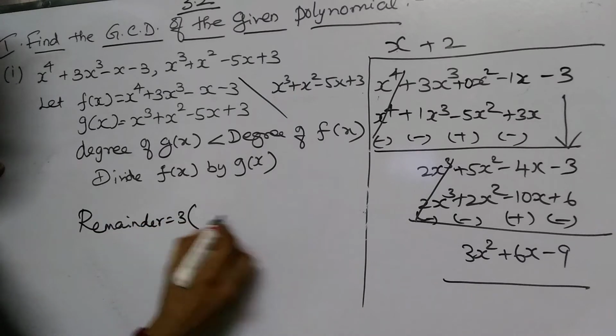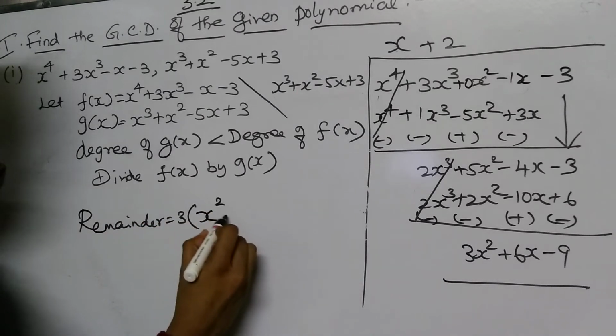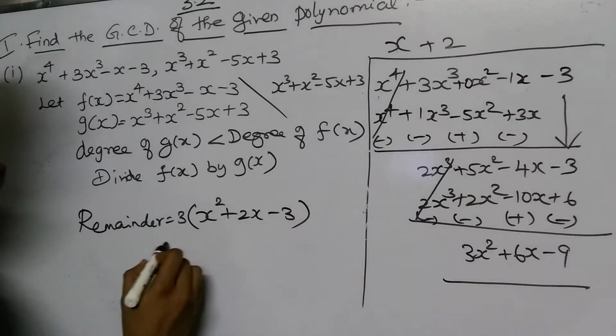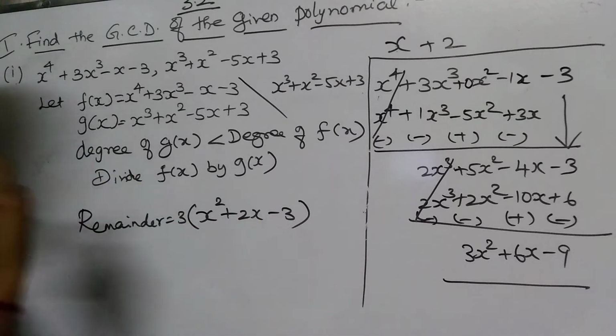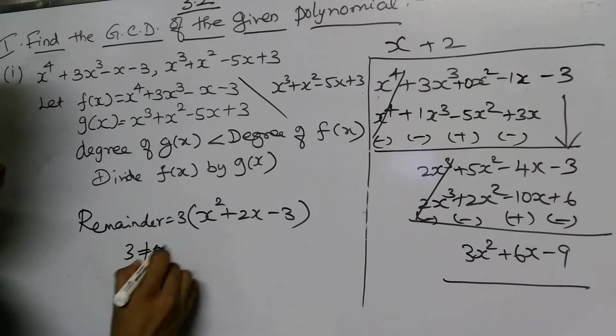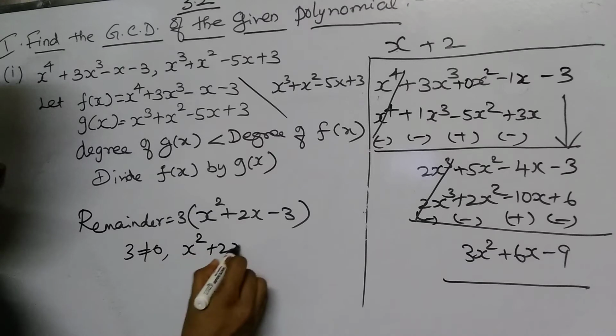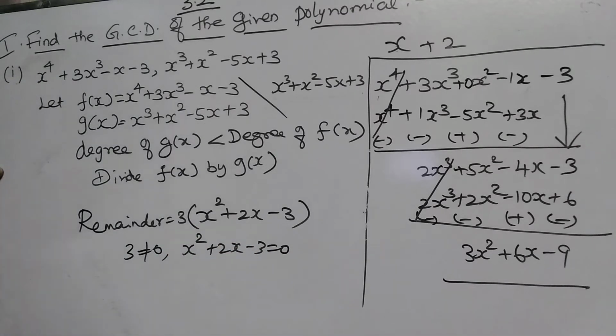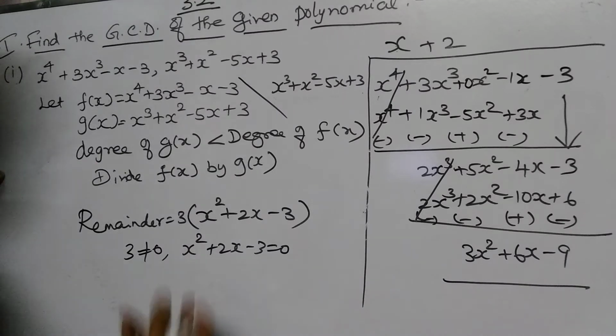Take 3 outside: the x square term, 2x term, minus 3. Either 3 must be equal to 0, or this x square plus 2x minus 3 equals 0. So 3 cannot be equal to 0, so you can write x square plus 2x minus 3 is again 0. Again you divide this and factorize it, or divide it with the given polynomial.